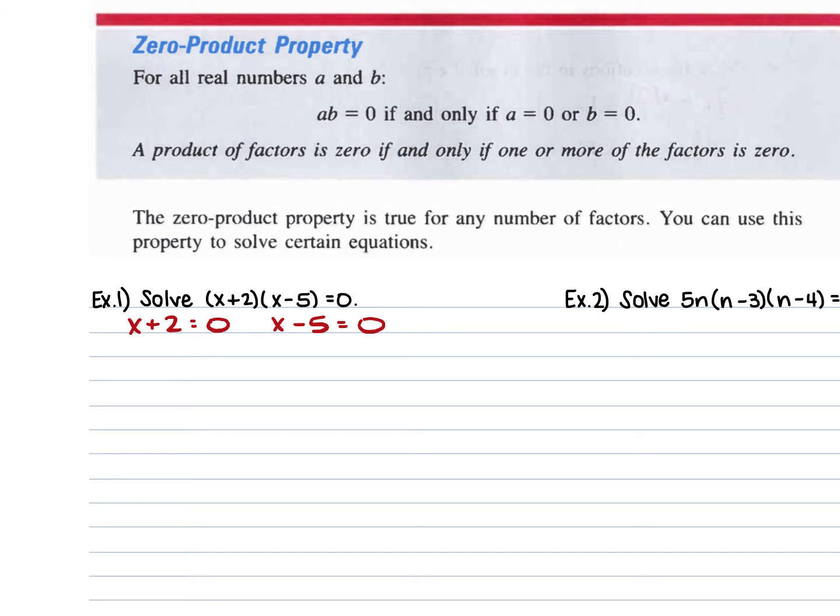Now you just solve for both of these. For the x plus 2 is equal to 0, subtract the 2 from each side, and we get that x is equal to negative 2. For the x minus 5 is equal to 0, add your 5 to each side, and you get that x is equal to 5.